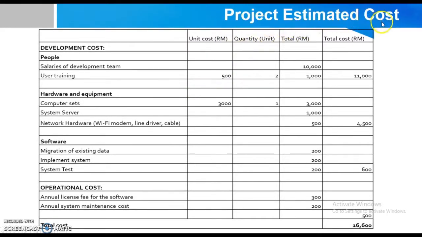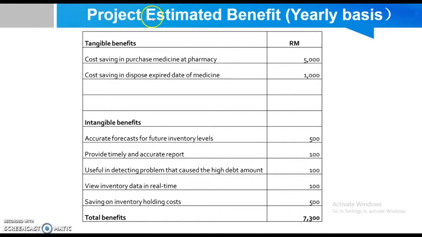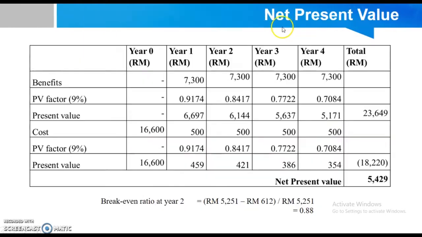This is a project estimate cost, which includes the delivery cost and the operational cost. Then the total cost for this project is 16,600. Next is a project estimate benefit on a yearly basis. Benefit includes intangible and tangible benefit. Then the total benefit is 7,300 per year.